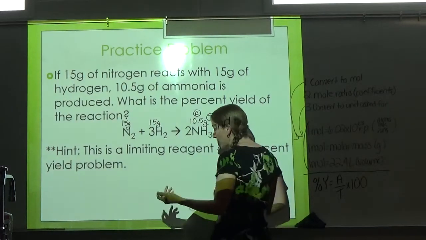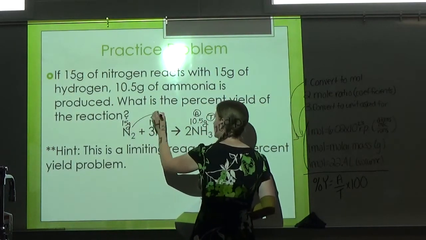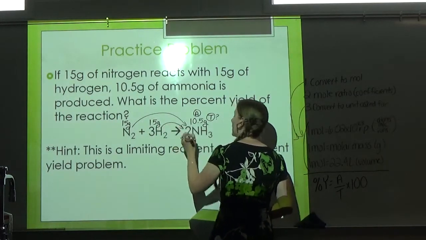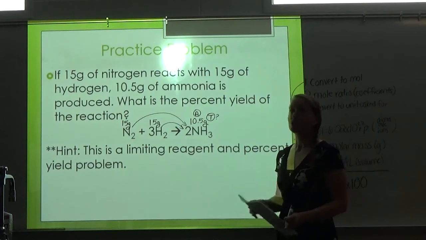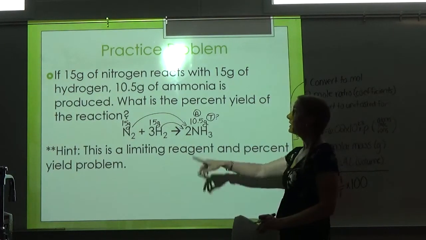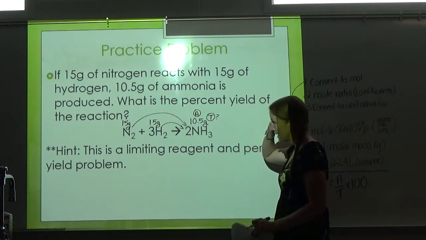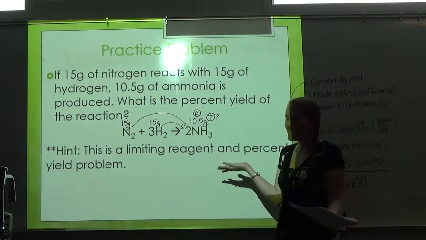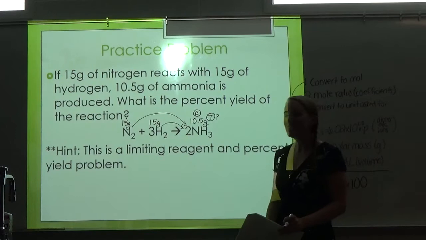So I'm going to have to go from nitrogen to our product, get an answer. Go from hydrogen to our product, get an answer. The lower of those will then become my theoretical. Then I can plug in actual over theoretical times 100. See, isn't this like the best stuff ever? All right, so let's go ahead and get started.